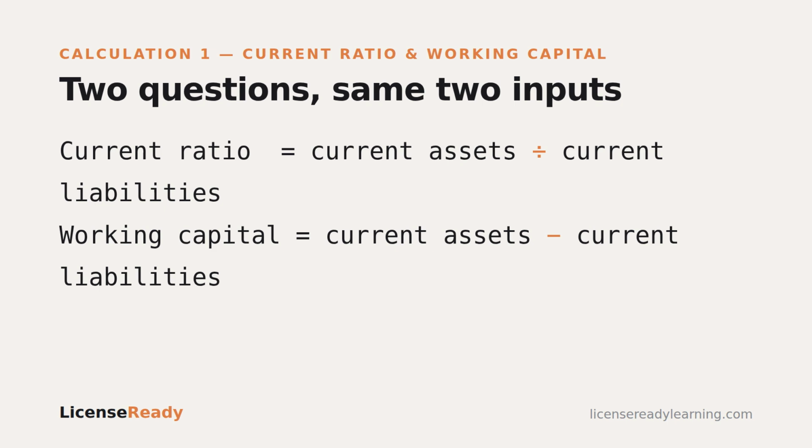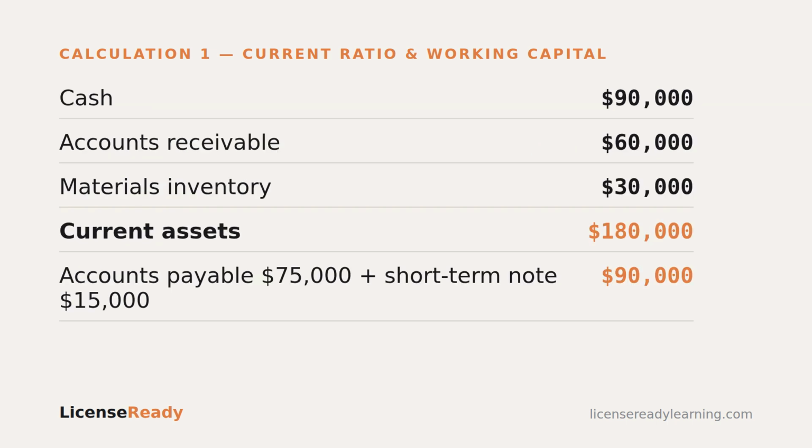Number one, the current ratio, and its cousin, working capital. The exam loves these because your license application actually depends on financial responsibility, so the board wants you to speak this language. The current ratio is simply current assets divided by current liabilities. Working capital is current assets minus current liabilities. Same two inputs, two different questions.